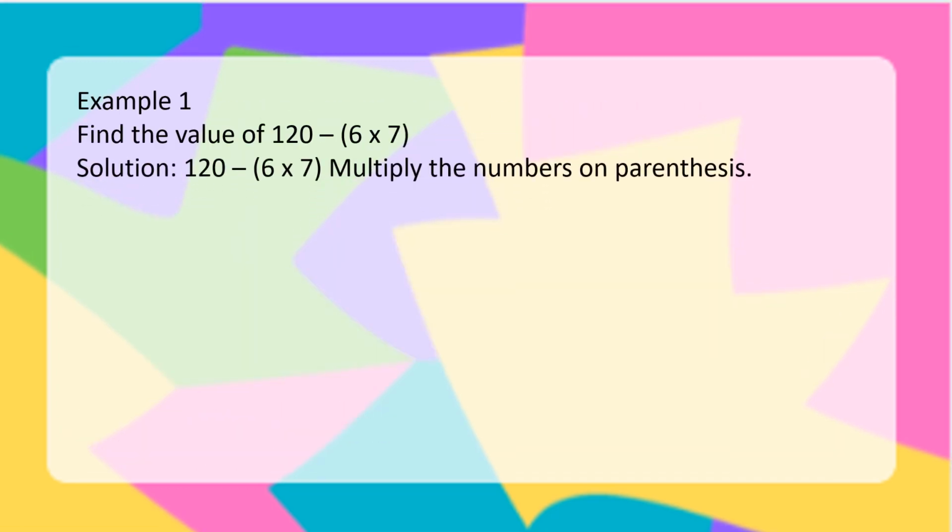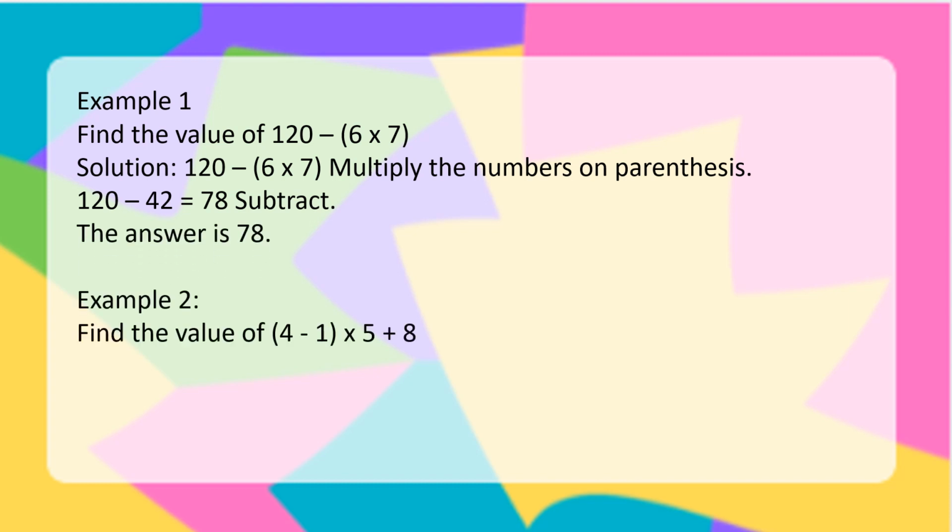Example number 1. Find the value of 120 minus the product of 6 and 7. We need to solve first what is inside the parentheses. The operation is multiplication. So the product of 6 and 7 will give us 42. Next step, 120 minus 42 will give us 78. And the answer is 78.